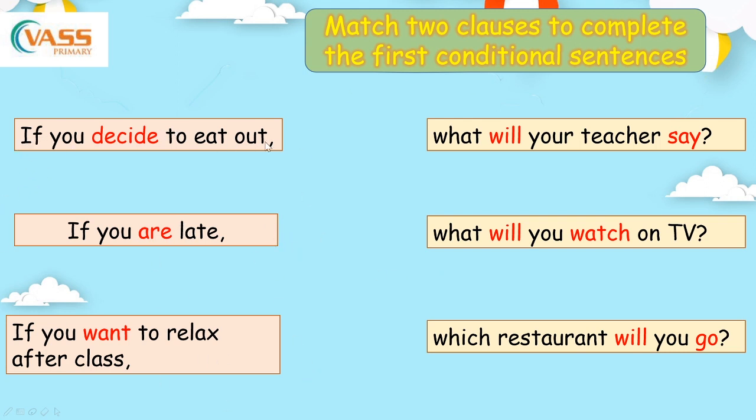If you decide to eat out, which one do you think matches eat out? It means go and have dinner, but not at home. Where do you eat? That's right, nice and easy, at a restaurant. If you decide to eat out, comma, which restaurant will you go to? Remember, the if clause, comma, present tense. Which one will you go to? So remember future tense here, will you go?